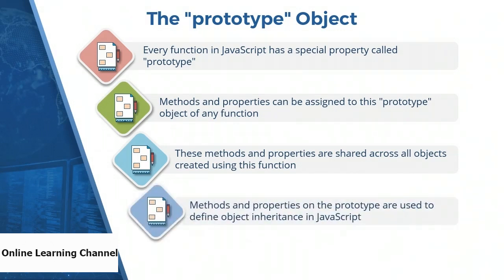Methods and properties on the prototype are used to define object inheritance in JavaScript, which is why inheritance in JavaScript is referred to as prototypal inheritance. Methods and properties defined on a function's prototype are available in all objects created using that function, and are inherited by all objects created using that function. This is prototypal inheritance.